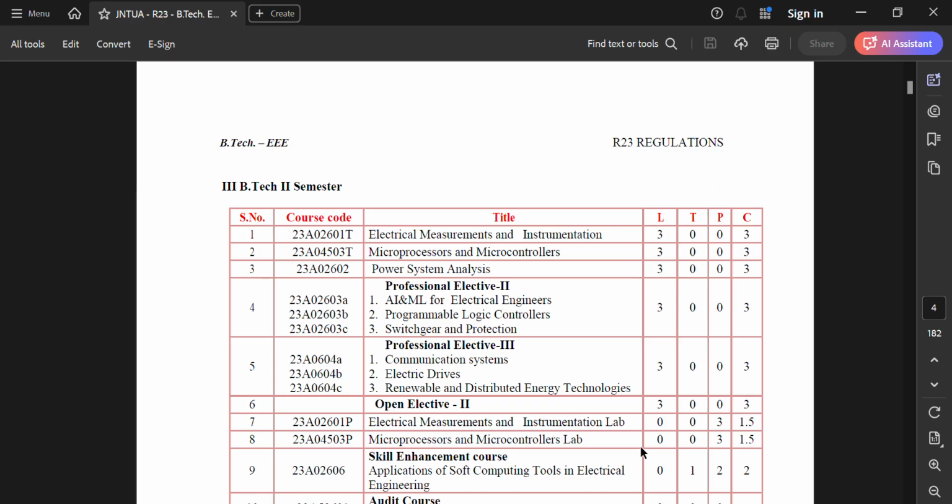Hello everyone. Third B.Tech second semester EEE, R23 regulations as per JNTU Anantapur. The syllabus and subjects, syllabus about electrical measurements and instrumentation.